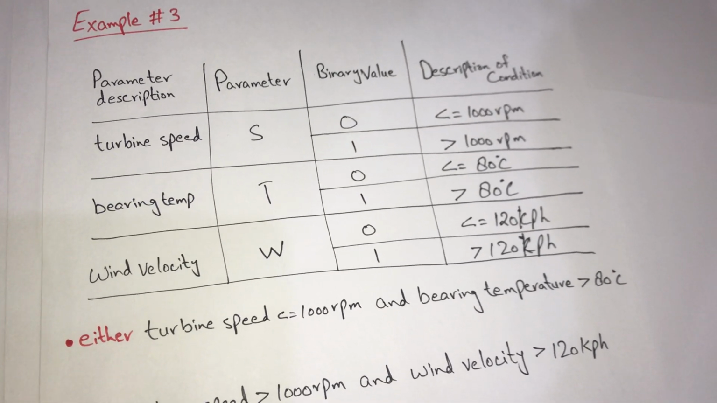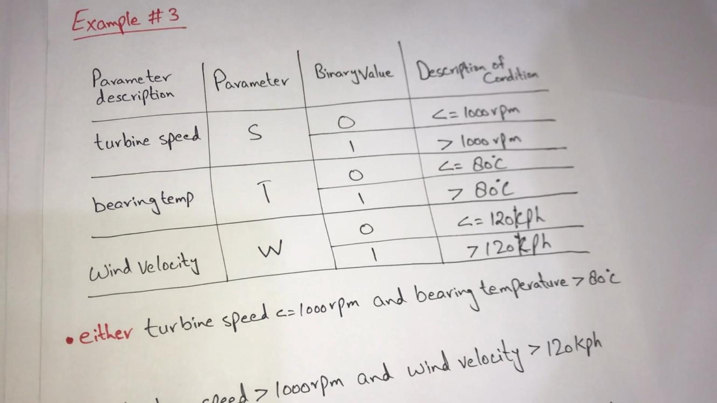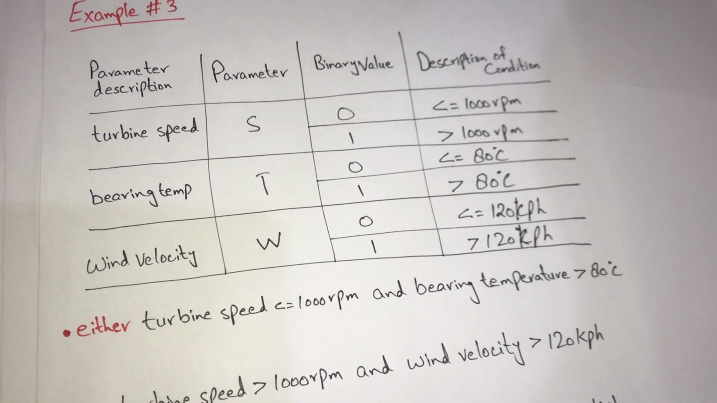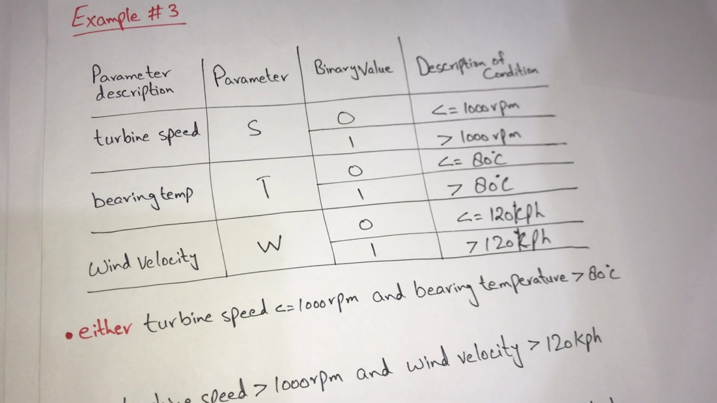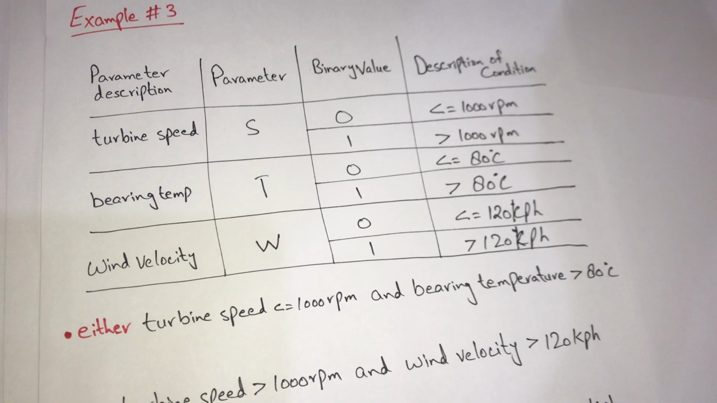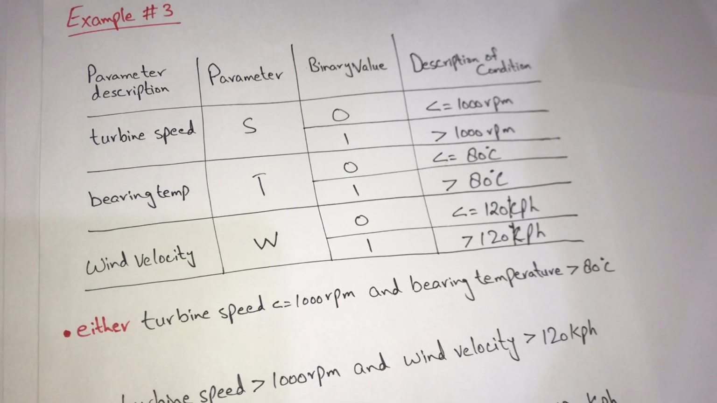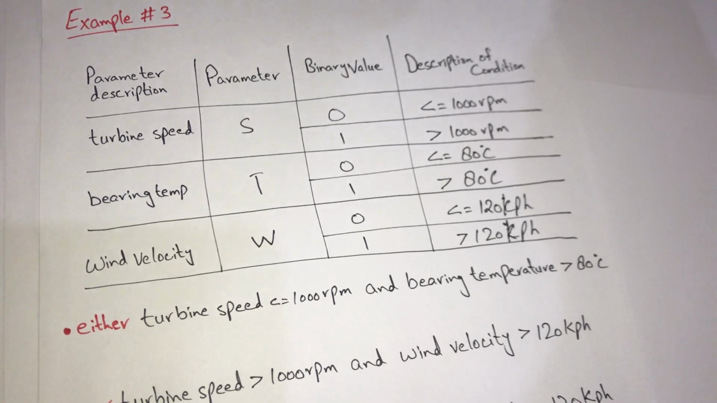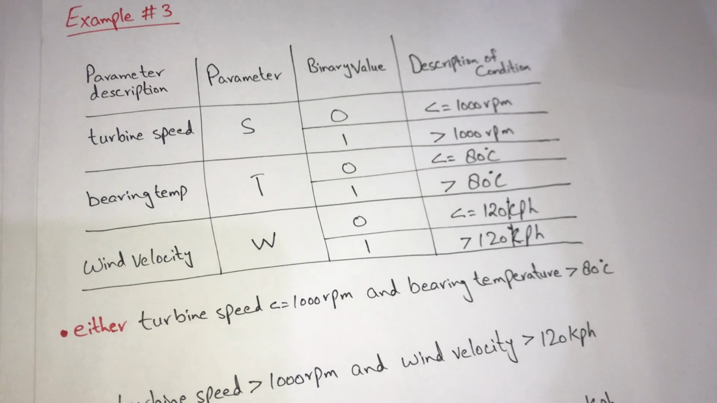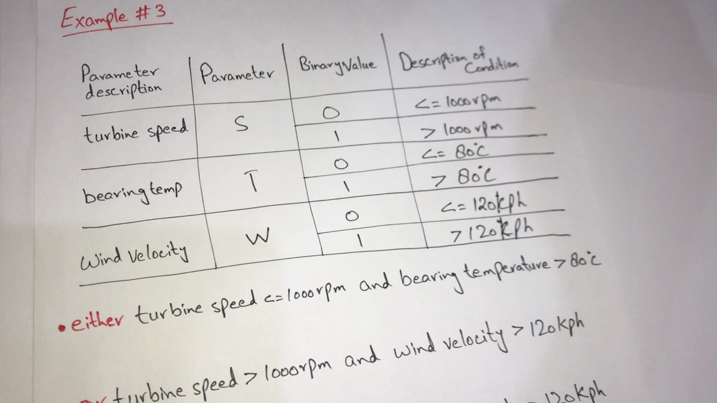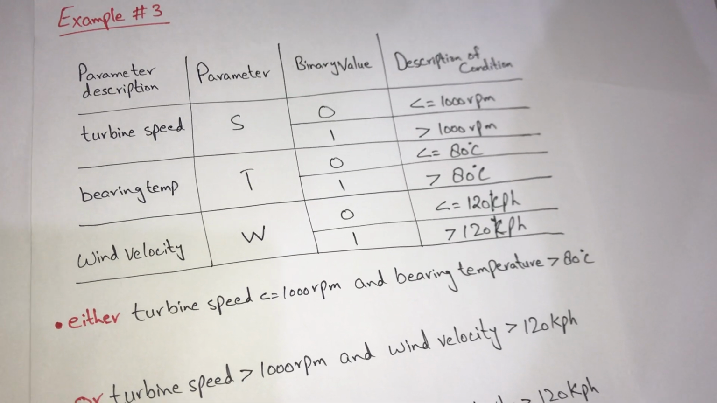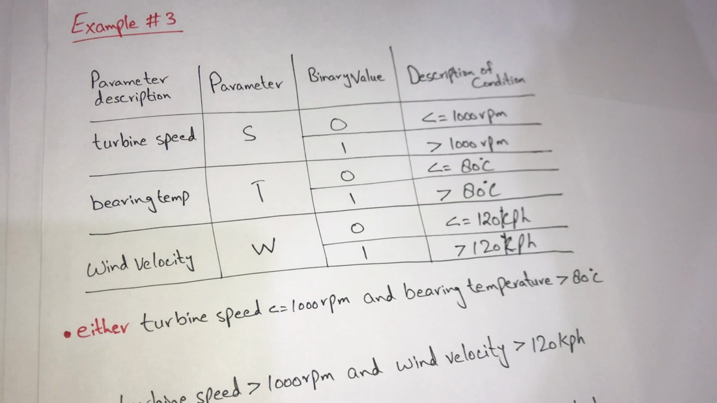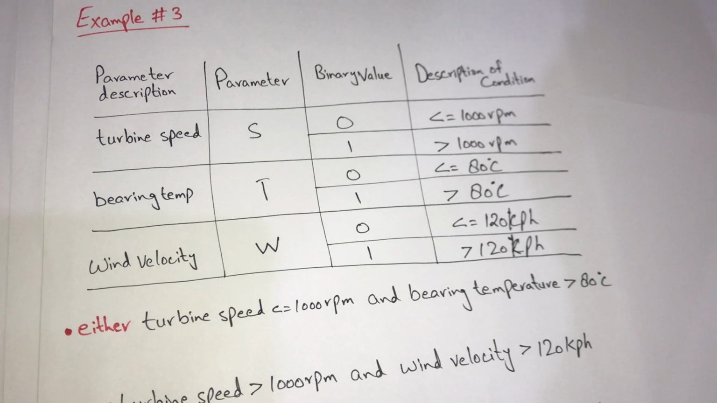The question is related to a wind turbine which has a safety system which uses three inputs to a logic circuit. A certain combination of conditions results in an output X from the logic circuit being equal to 1. When the value of X is equal to 1, then the wind turbine is shut down. The following table shows the parameters being monitored, which form the three inputs to the logic circuit. The parameter descriptions are turbine speed, bearing temperature and wind velocity.